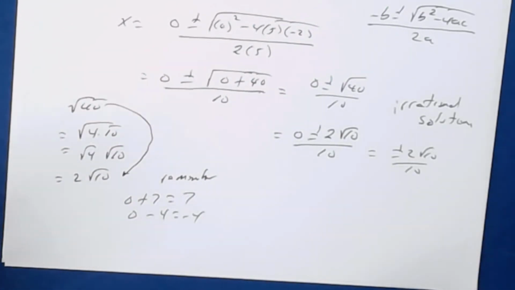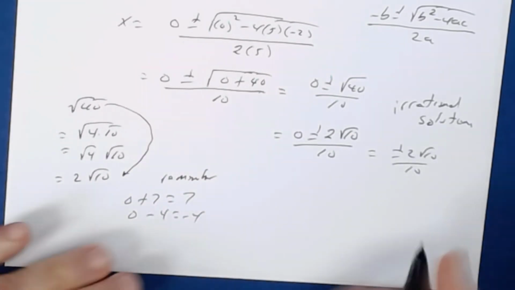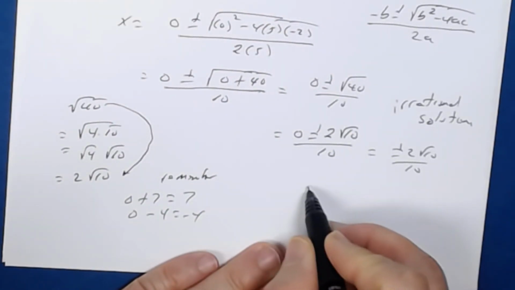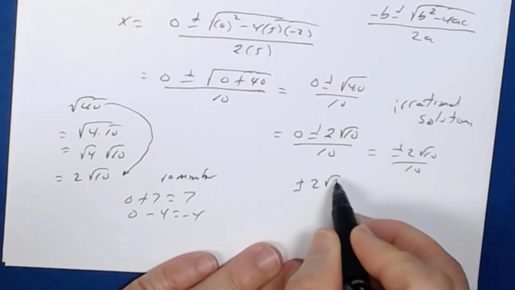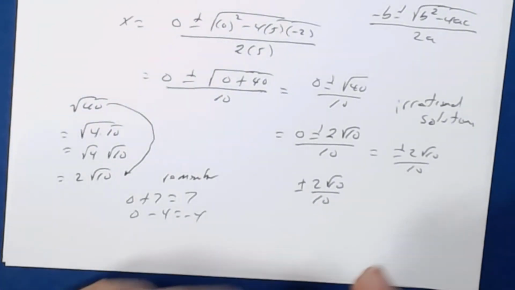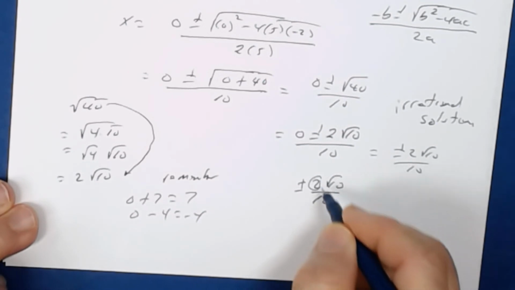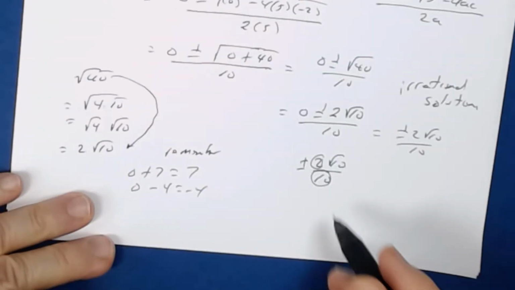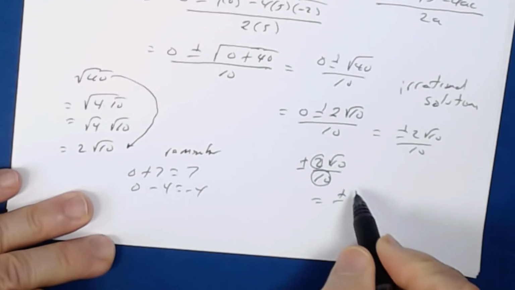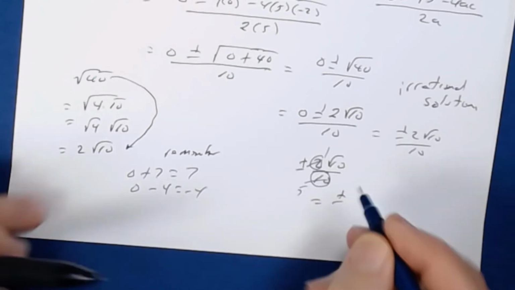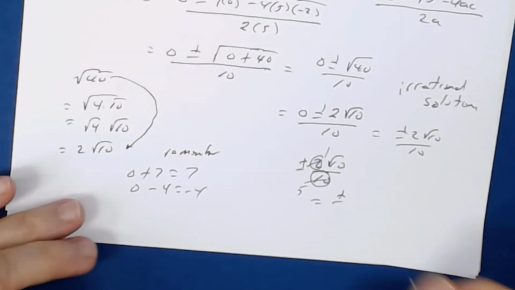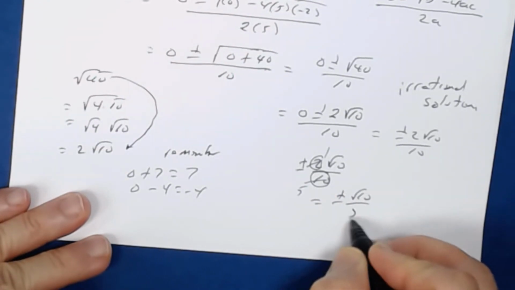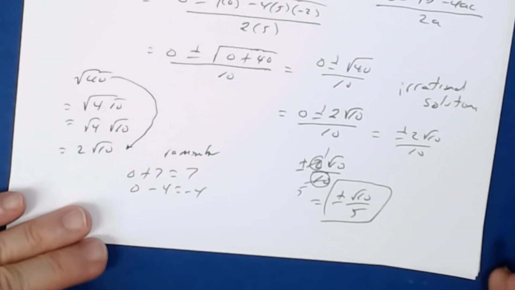All right, now, look at this carefully. So I'm going to go ahead and rewrite this over. Plus or minus 2 square root of 10 over 10. Okay. Now, you see this 2 and the 10? Can I reduce that? Yes, because they're both divisible by 2. So this becomes plus or minus, so remember that that's going to be 1, that's going to be 5, right? So that's going to be plus or minus square root of 10 over 5. So there's your answer. Okay.